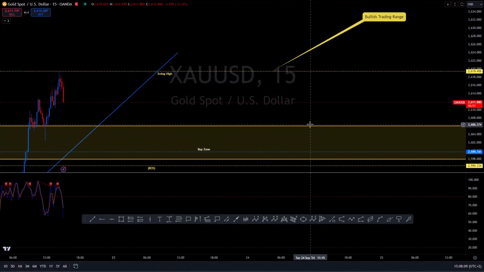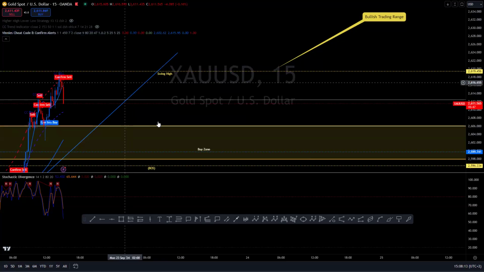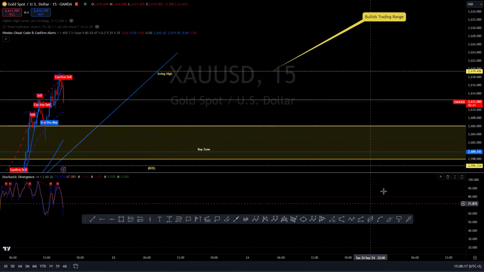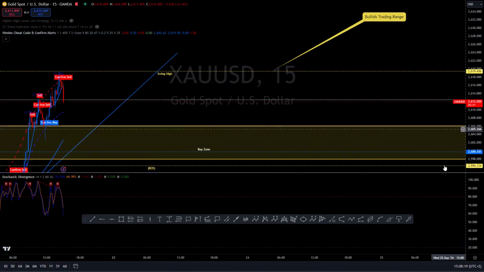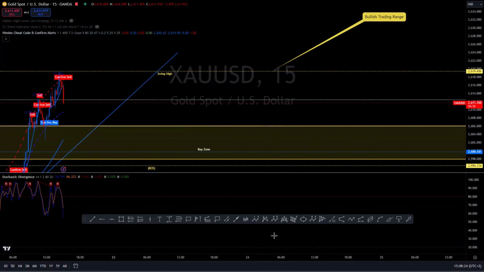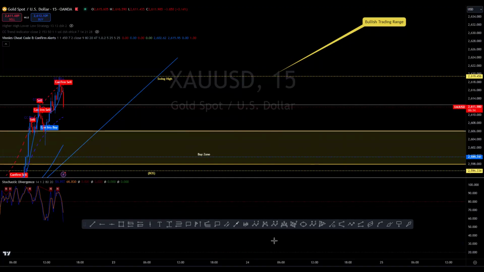Now, what we want to do is wait for the 9:15 candle to close. When the 9:15 candle closes, we take it and then we will move on to the next step. But I will be right back.